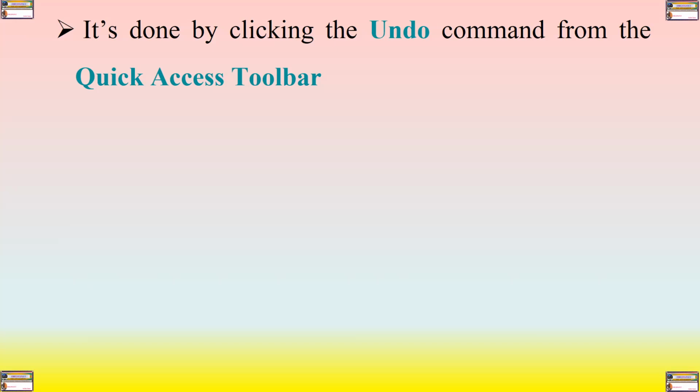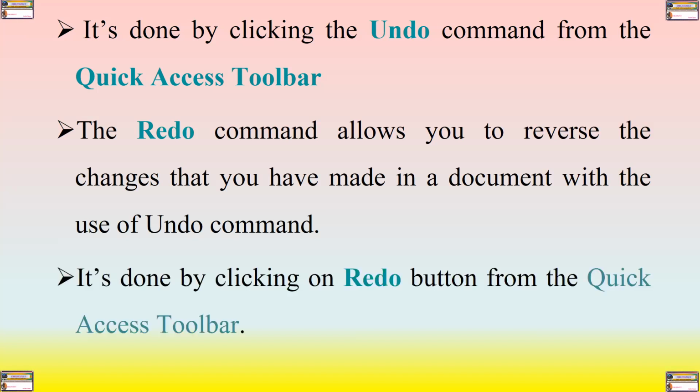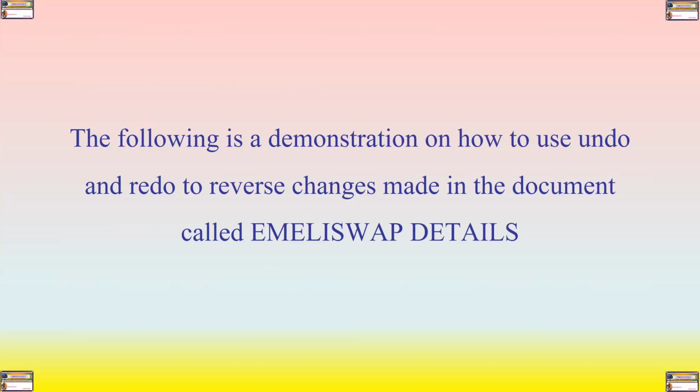Word 2016. The redo command allows you to reverse the changes that you have made in a document with the use of an undo command. It is done by clicking on the redo button from the quick access toolbar. The following is a demonstration on how we can use the undo and redo to reverse changes made in the document called ML Swap Details.